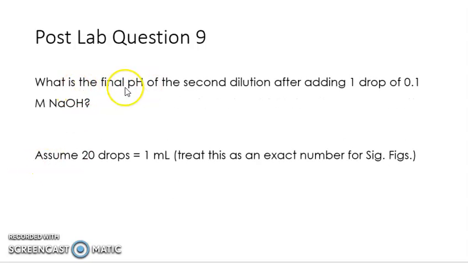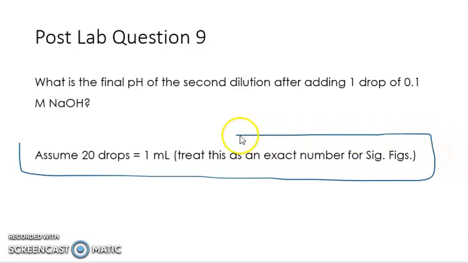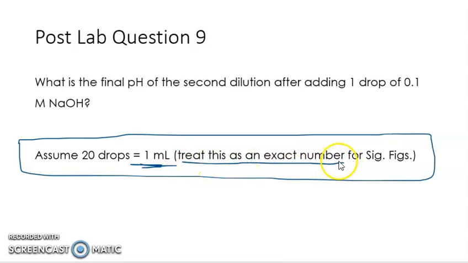In question 9, you're given a similar type of problem. What's the final pH of the second dilution after adding 1 drop of 0.1 molar sodium hydroxide? An important thing that you need to know, and this was in the video of my colleague, Dr. Kavalt, is that you assume that 20 drops equals 1 milliliter. Now, for grading in the lab, I want you to treat this as an exact number. Don't give me one significant figure because of this. Treat this as an exact number.